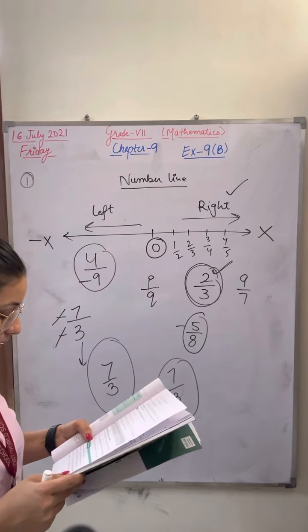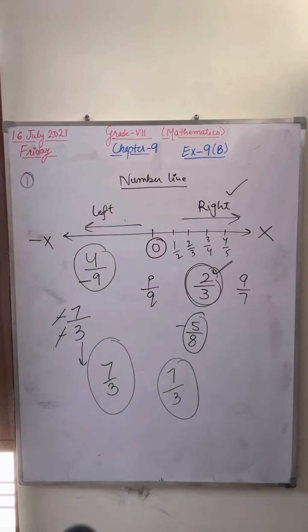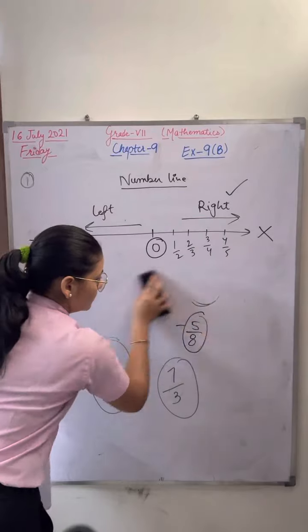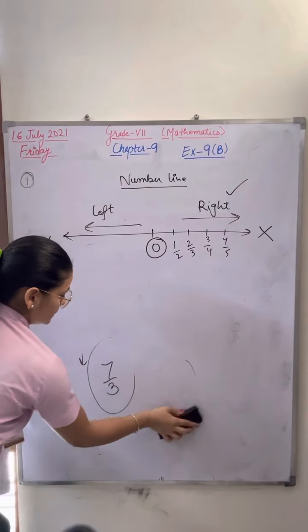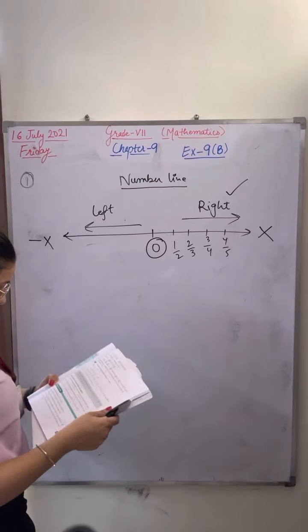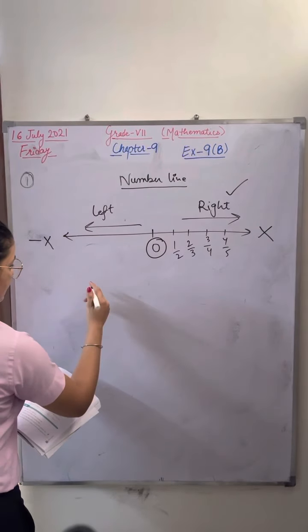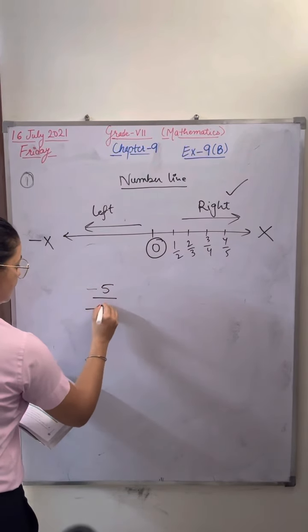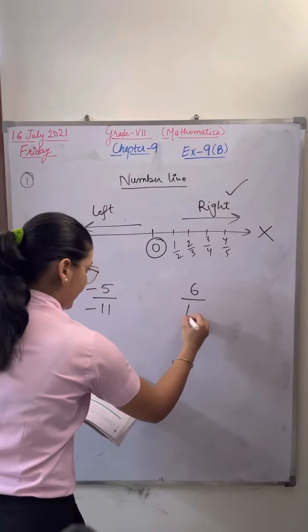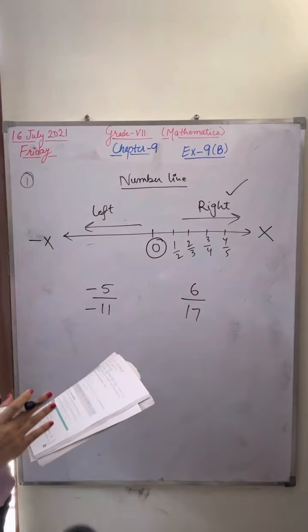Third question: the rational numbers minus 5 upon minus 11 and 6 upon 17. These lie on the same side.